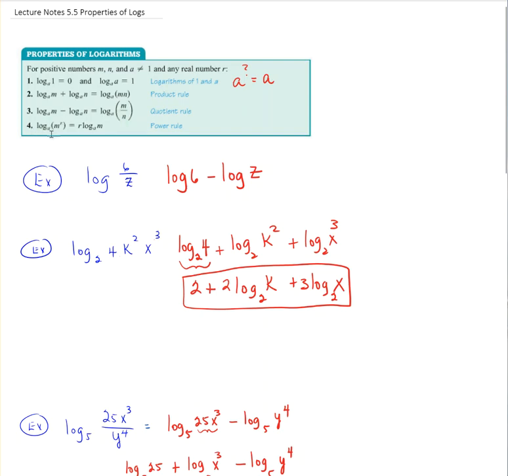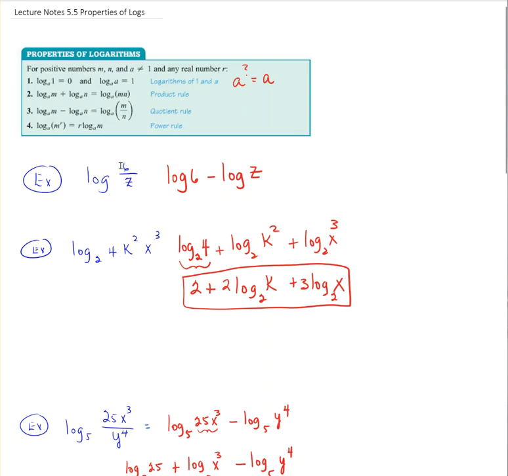And then if we have log base a of m to the r, that power can come to the front. Sometimes that's important to get the power out of that exponent spot and down on the line. So let's go through some examples.